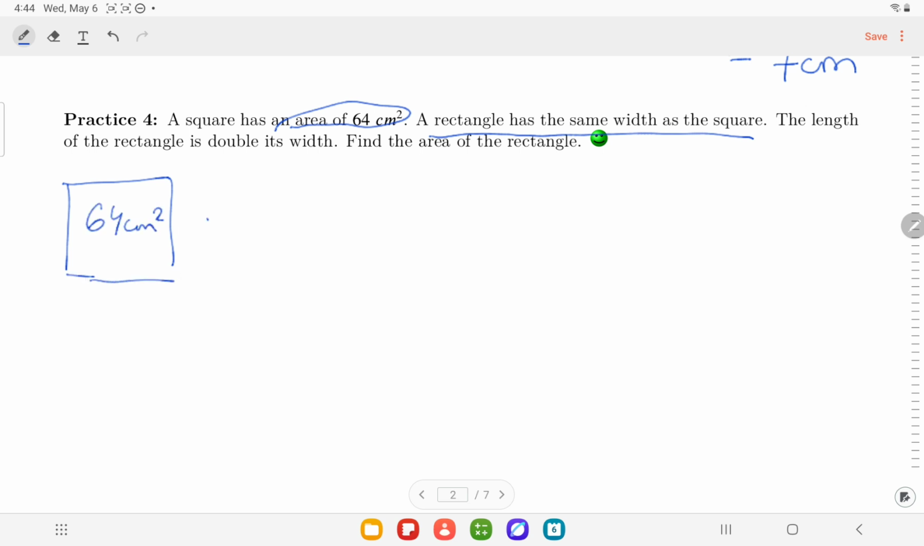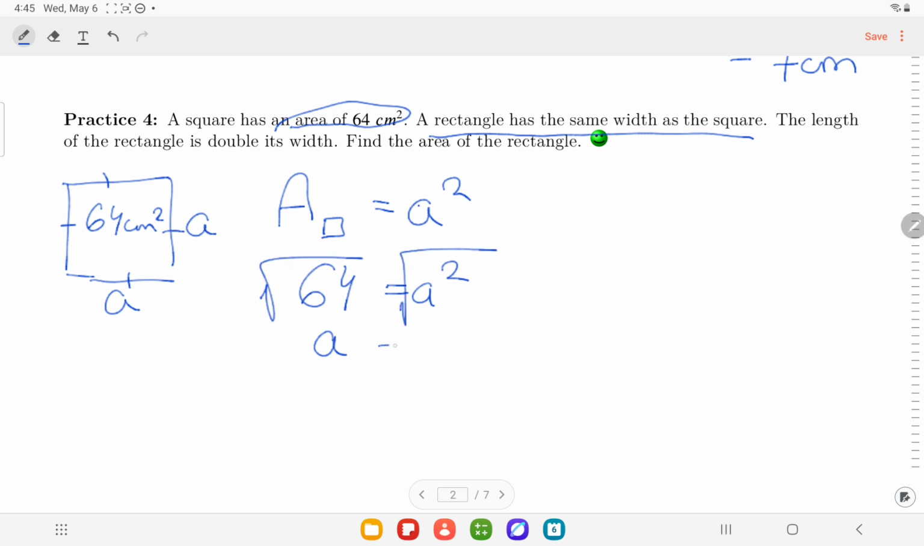And if each side here, we call it A, and they're all the same, we know that the area of the square is A squared. So we know that 64 is A squared, so we can find our A by taking the root of both sides. And so we end up with A is 8 centimeters. So that is the side length of this square.